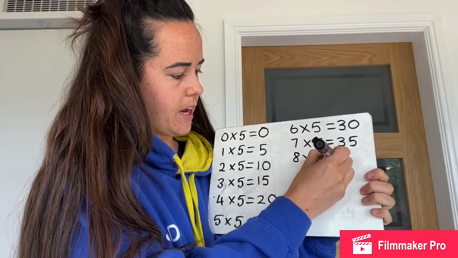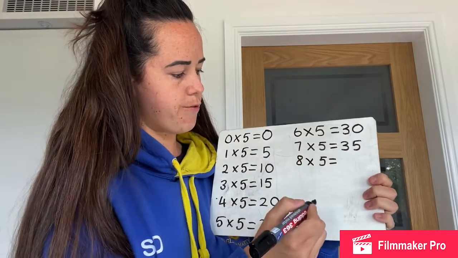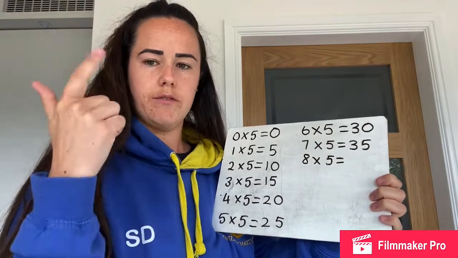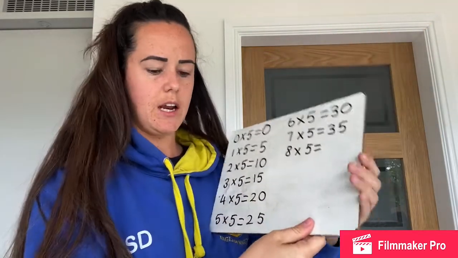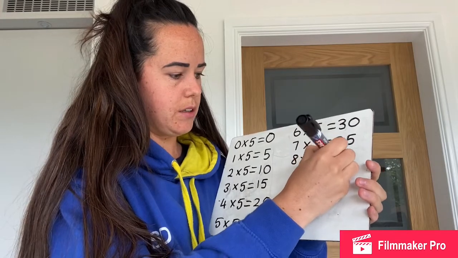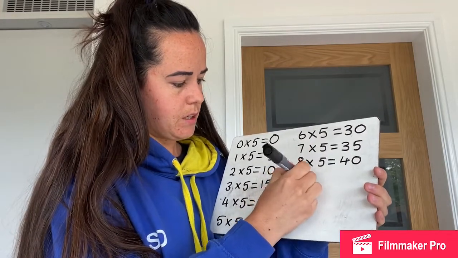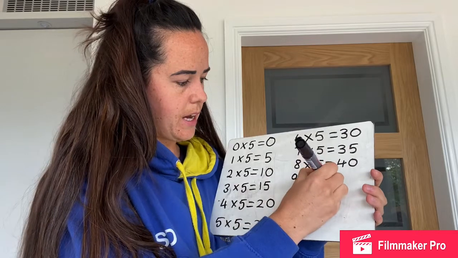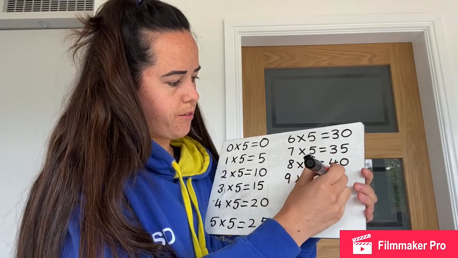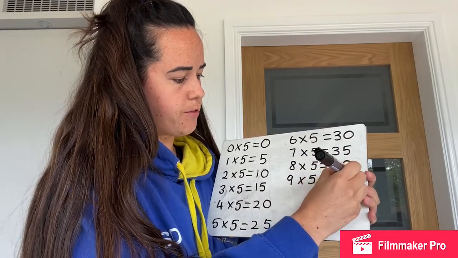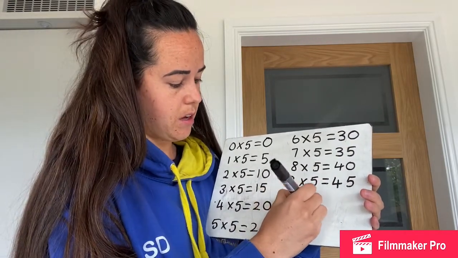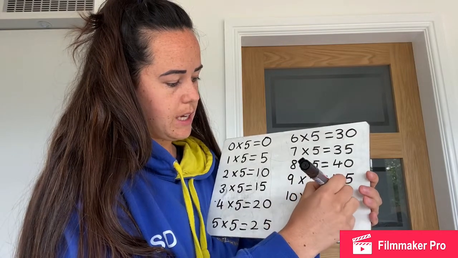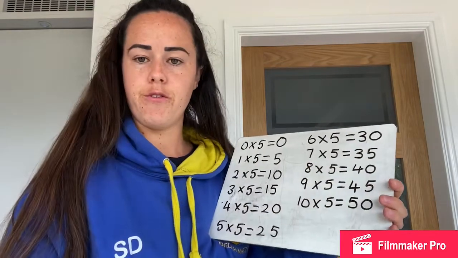8 times 5, 8 lots of 5. 5, 10, 15, 20, 25, 30, 35, 40. There's my 8 fingers. And I got to 40. 9 times 5, 40 add 5. It's got to end in a 5 to follow the pattern. 45 and 10 lots of 5 equals 50.